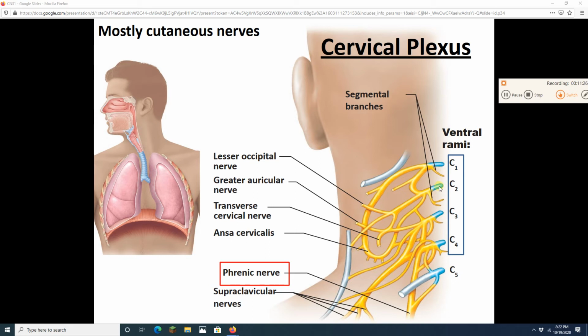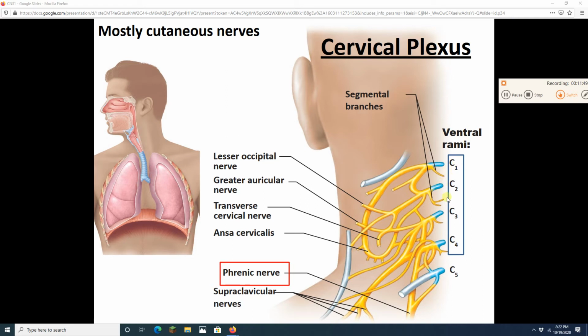These blue guys right here, these are the ventral rami from spinal nerves C1 through C4. I always remember C1 through C4 gets me out the door. That's how I start. That's my cervical plexus right there. It's first, C1 through C4 gets me out the door. Okay?